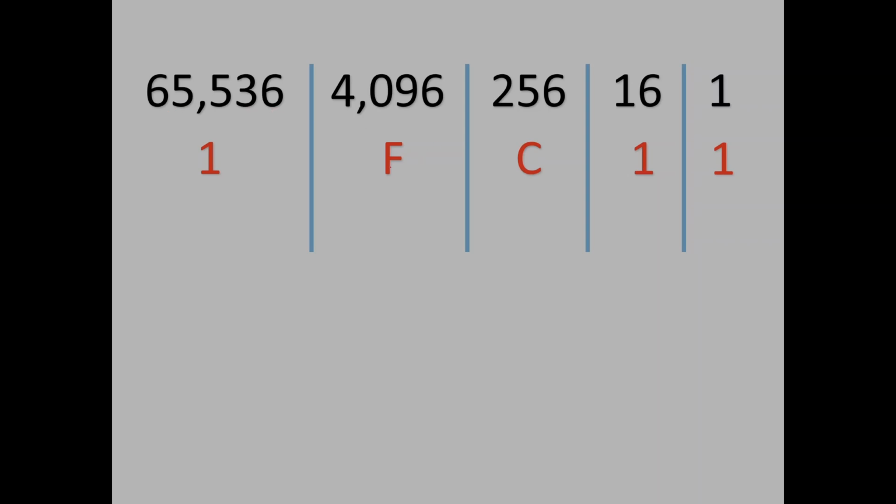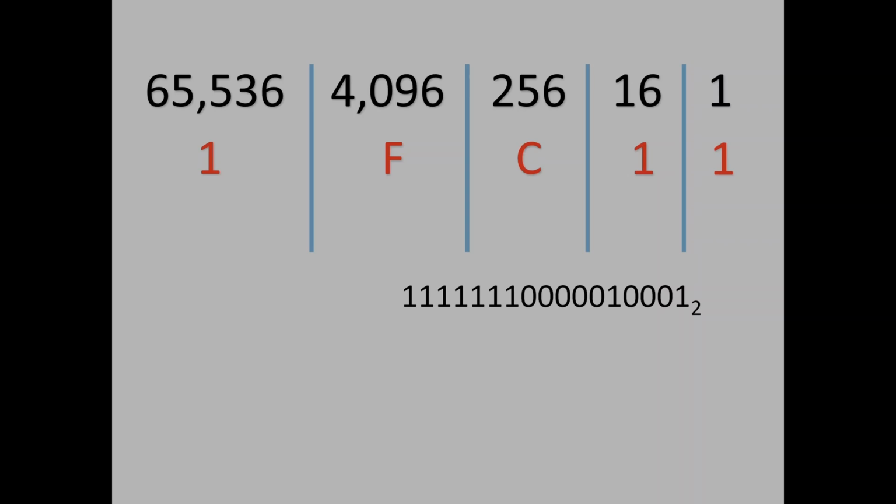Now F, if we think back, A was 10, B, C, D, E, F is 15. So this would be 15 lots of 4,096. C, A is 10, B is 11, C is 12. So this would be 12 lots of 256, 1 lot of 16 and 1 lot of 1, and then you add those up.